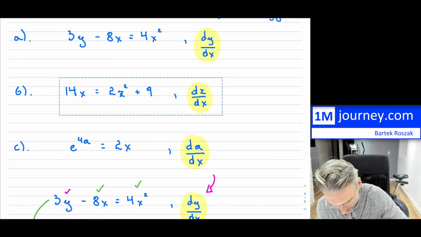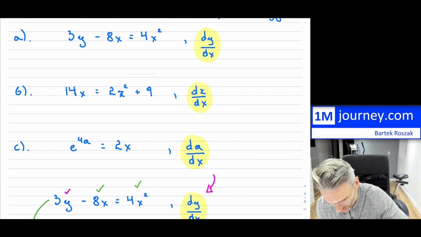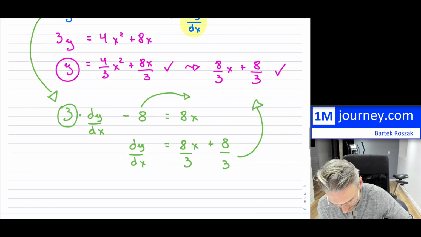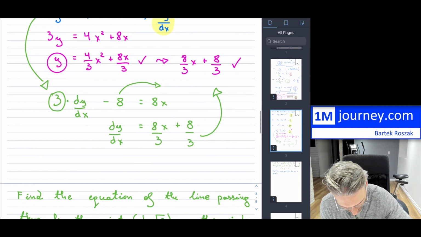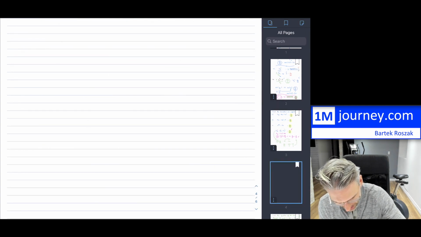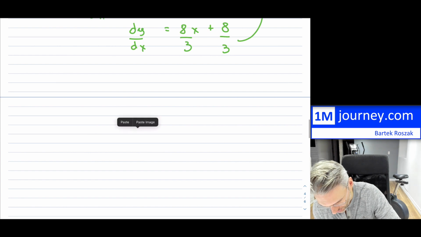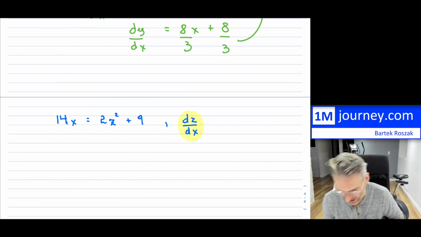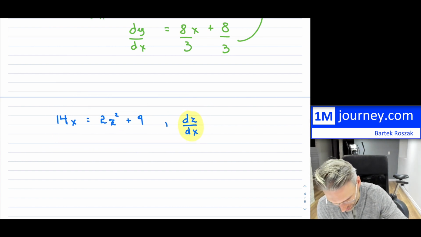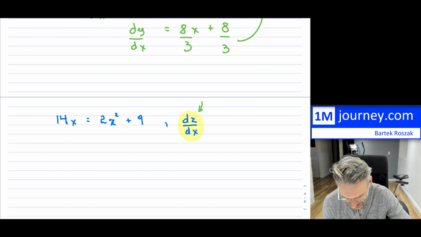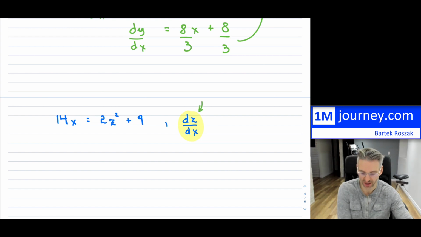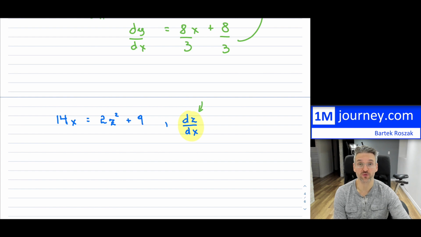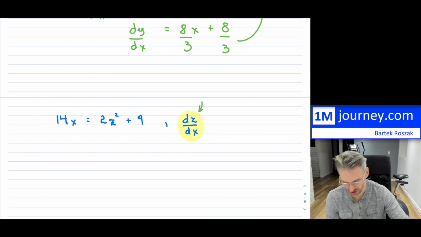So here's my second one. I'm going to copy it, bring it down for myself, and put in an extra page again, just so that I can have some space. So in this example, notice they're asking me to find dz dx, so I'm supposed to differentiate with respect to x. This equation, I'm not going to be isolating. I can, because there's a z, so I can move everything to one side, but I'm just going to use direct, straight differentiation.